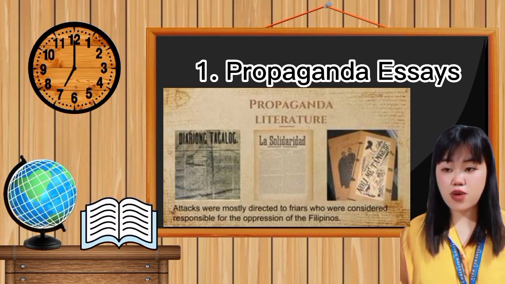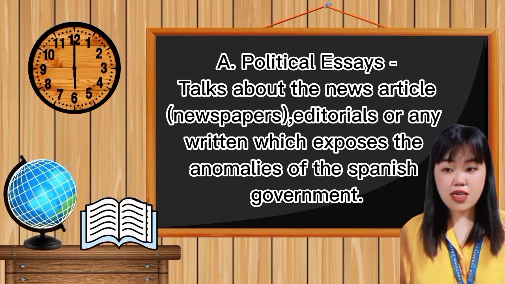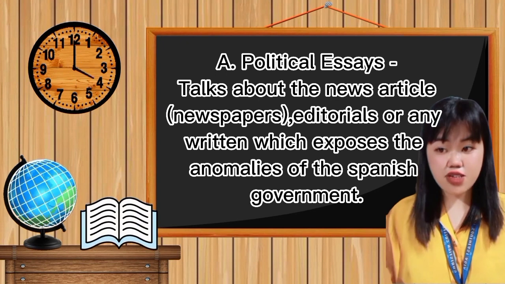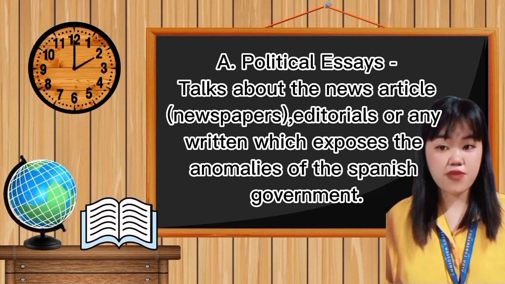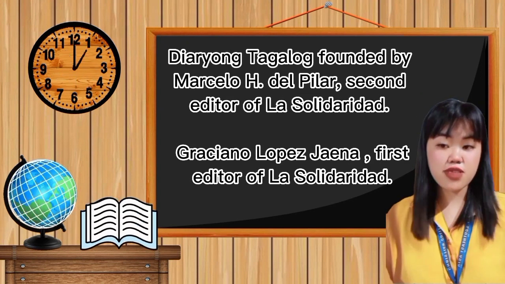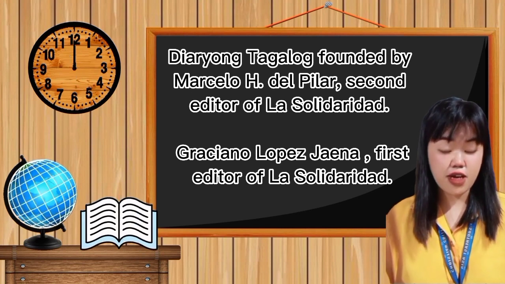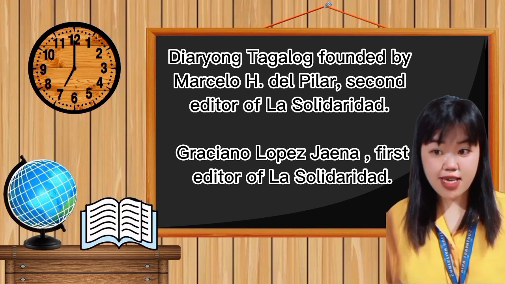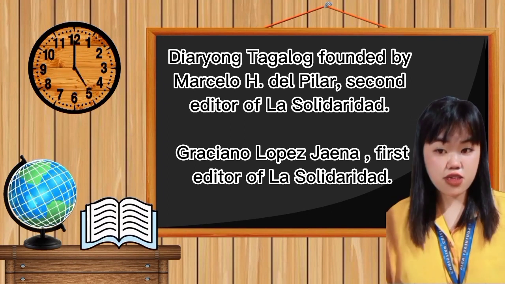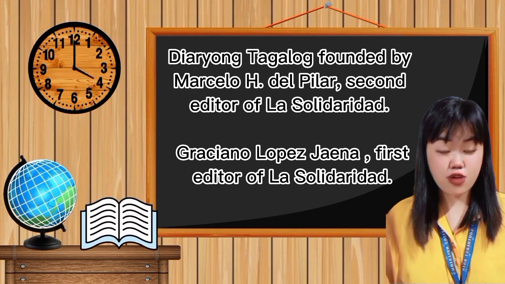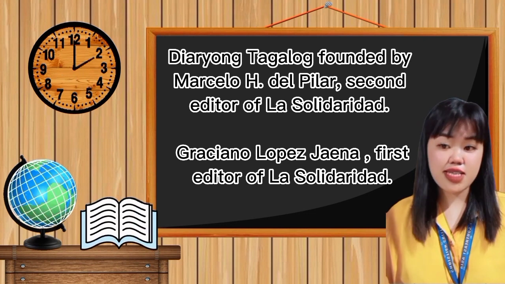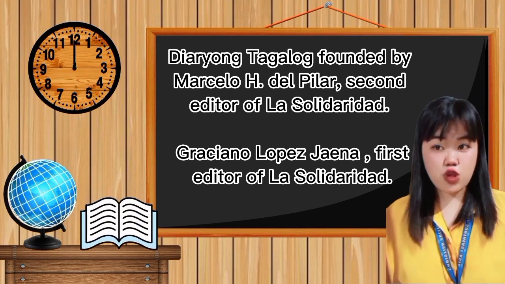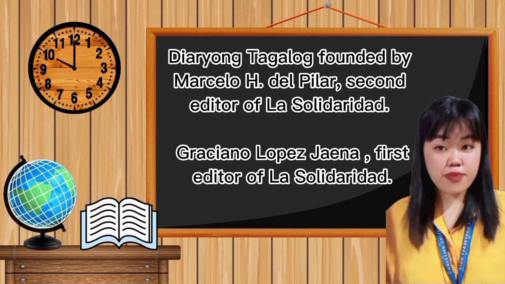Under this were political essays. It talks about news articles or newspaper editorials, or any writing which exposes the anomalies of the Spanish government. So, Diaryong Tagalog, founded by Marcelo H. Del Pilar. He was the second editor of La Solidaridad, born on August 30, 1850 in Kupang, San Nicolas, Bulacan. He was regarded as the most dangerous by the Spaniards due to his strong words. He used the pen name Plaridel.